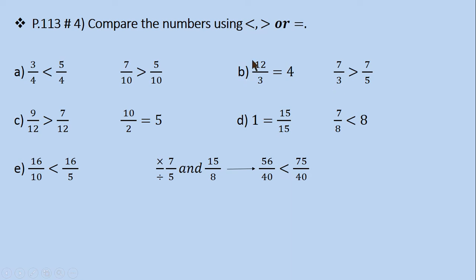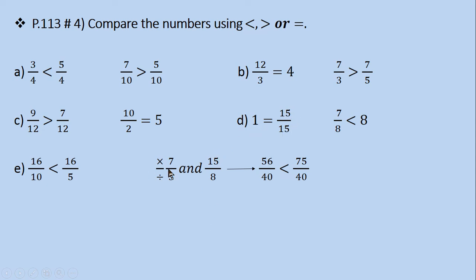If we have something like 12 over 3, then divide 12 by 3, it's equal to 4. Then these two are equal. What about if we have 1? 1 is equal to the fraction that has the numerator and denominator the same. 15 over 15 is equal to 1.